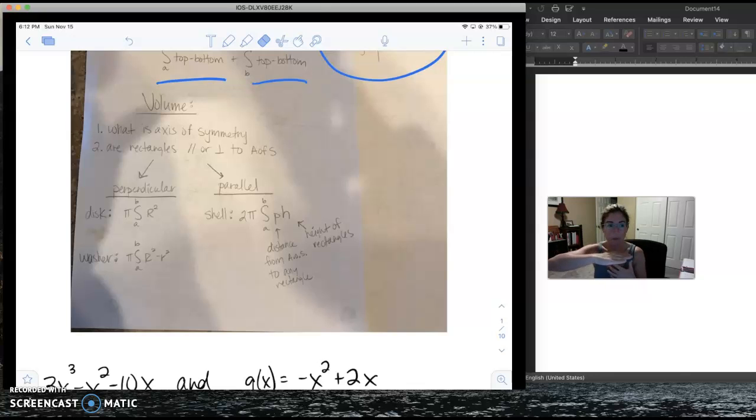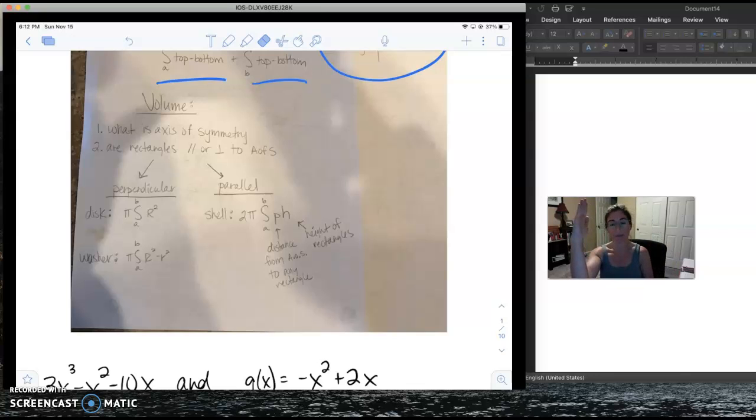The second thing we want to do is figure out where our rectangles are. We need to figure out the shaded area, the area that we're talking about, and then figure out if our rectangles are going to be stacked along the x. Are we integrating with respect to x? Or are our rectangles going to be stacked with respect to y? We're going to be integrating with respect to y.